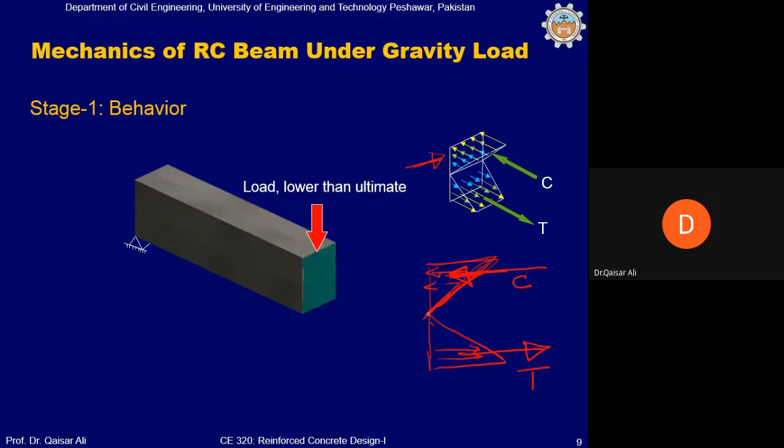producing elongation in the bottom fibers of the beam. We will draw this compression and tension on the opposite side of this vertical line for simplicity, like this. So this is now tension, and this is compression.